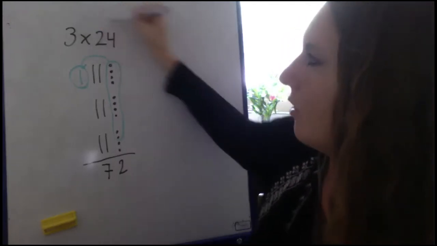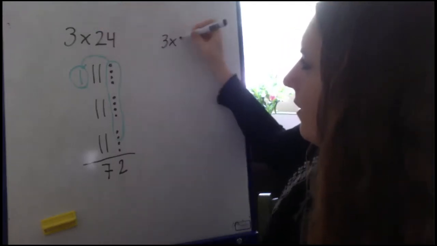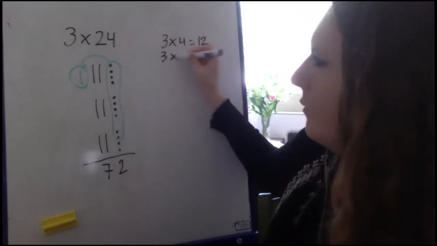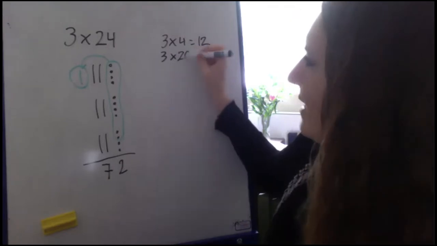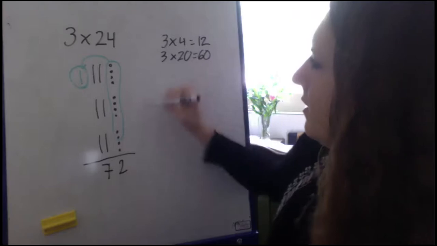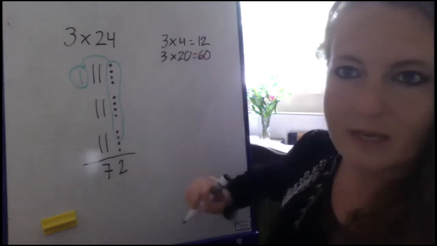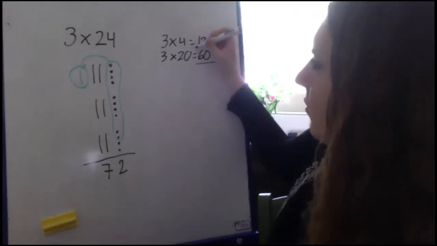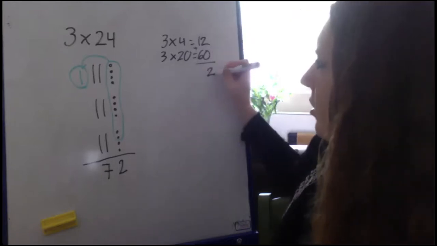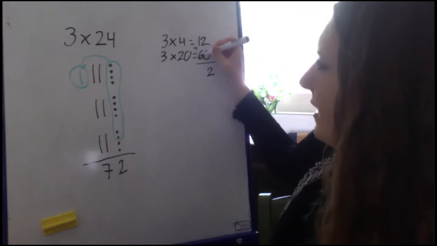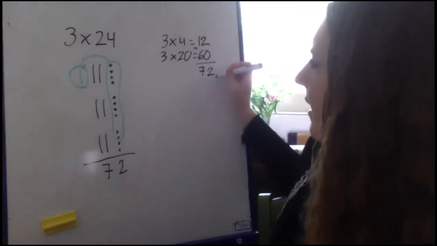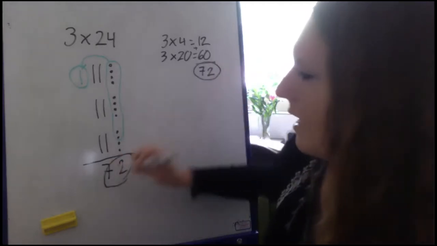If you think that 3 times 4 is equal to 12, and then 3 times, it wouldn't be 2, it would be 20, is equal to 60. 3 times 0 is 0, 3 times 2 is 6. And then add these two products together. So 2 plus 0 is 2, and then 10 plus 60, or 6 plus 1, same thing, is 7. So that gives me 72, the same answer.